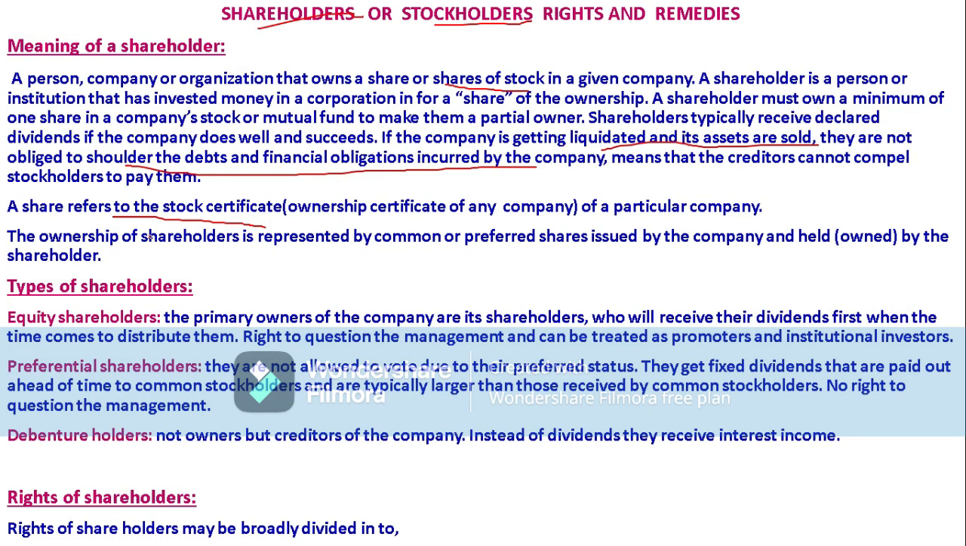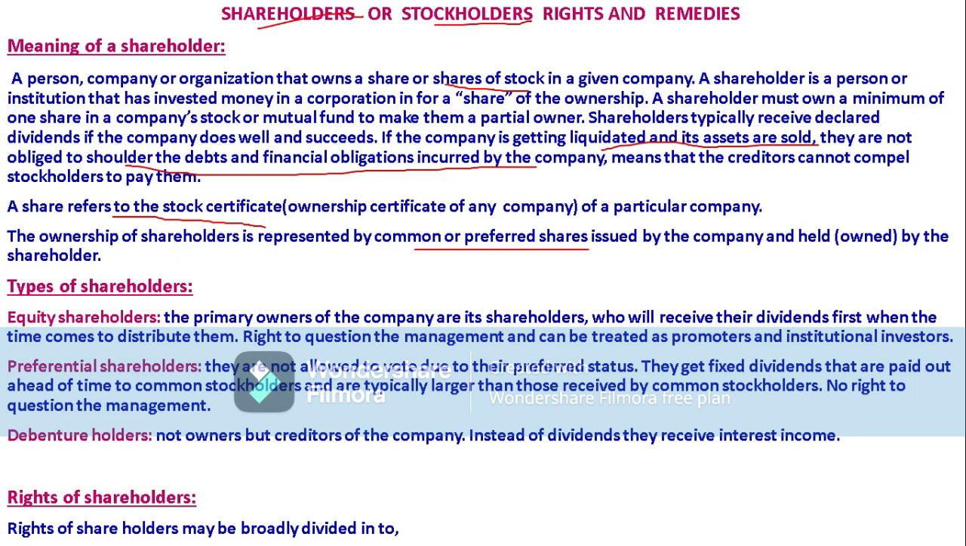So the ownership of shareholders is represented by common or equity shares and/or preferred shares. These are issued by the company and held by the shareholder. How the shareholder is treated and how ownership is given to the shareholder is represented by equity shares or preferential shares. Depending upon this, the income or dividend will be paid to the shareholder.